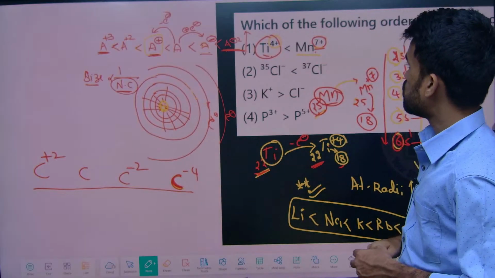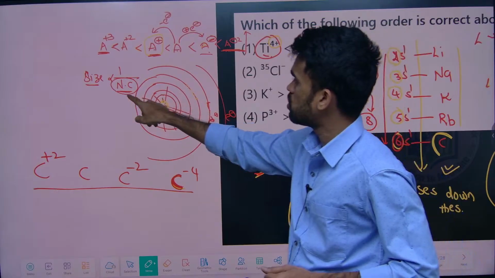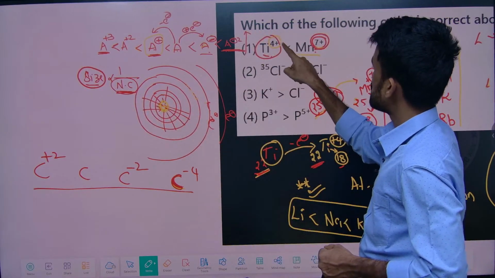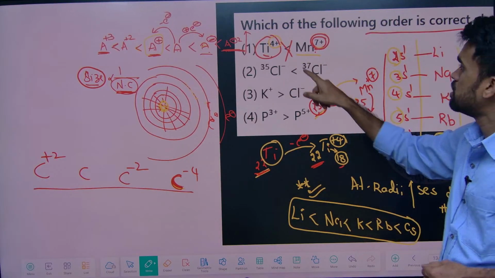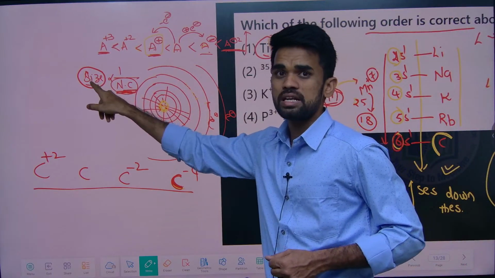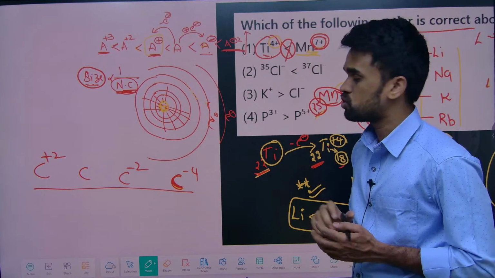But where is more positive charge? More positive charge is in manganese. See, more is the nuclear charge, smaller will be the size. So this is not the correct option, because they are asking for the correct order of size. Do you agree with this? No. Why? More nuclear charge, smaller is the size. So manganese should be smaller than titanium +4, you should write here.